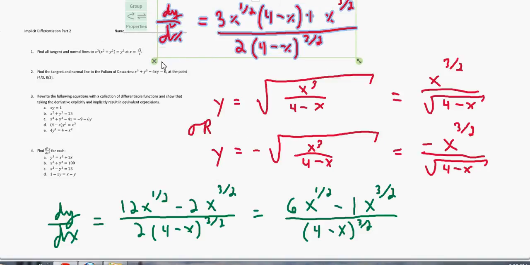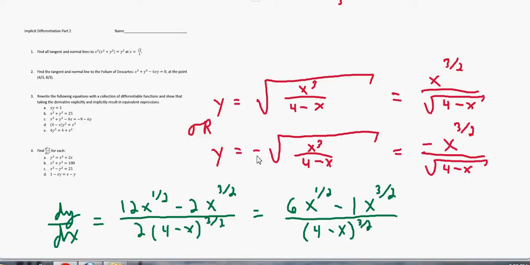Now, if we derive the other one, this negative one, we'd have the same exact derivative because it's the same exact thing, except it would be negative. So it would be the opposite of this thing. Cool. So dy dx either equals this, or dy dx equals the opposite of this. Okay. Get out of here.